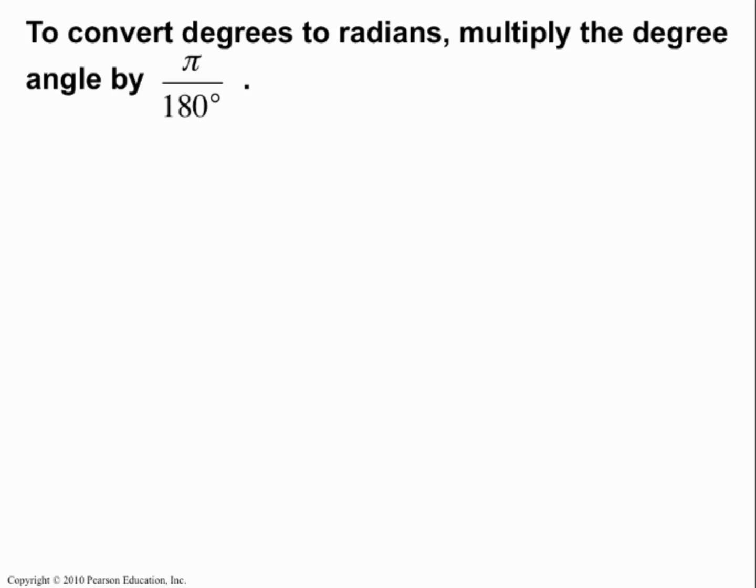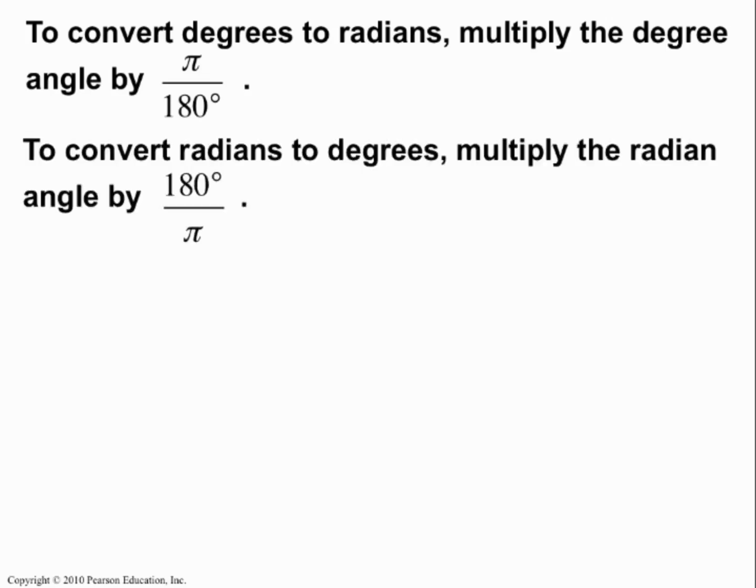So to convert degrees to radians, you multiply the degree angle by pi over 180 degrees. To convert radians to degrees, multiply the radian angle by 180 degrees over pi. All right, so a quick example of that. Convert 30 degrees to radians. Pause the video, do that on your own, and then resume when you have an answer.